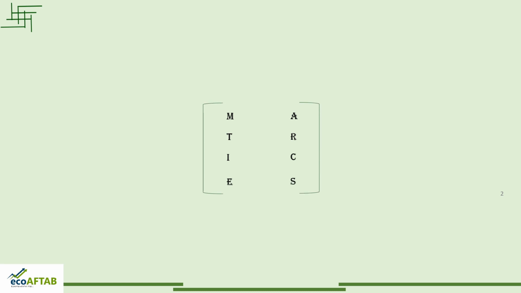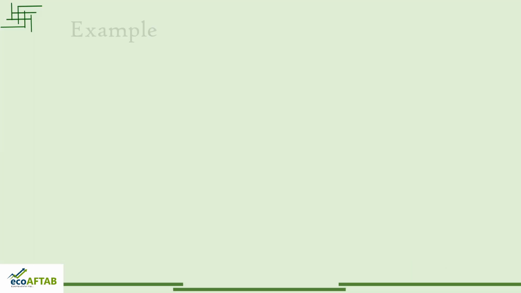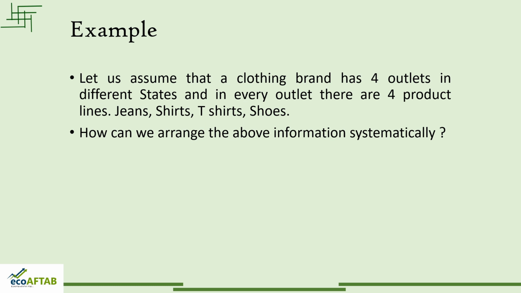In my today's session, we are going to deal with a new concept and that is matrices. So let us go ahead and see what we mean by matrices. We shall start with the help of an example. Let us assume that a clothing brand has 4 outlets in different states and in every outlet there are 4 product lines such as jeans, shirts, t-shirts and shoes. So how can we arrange the above information systematically?